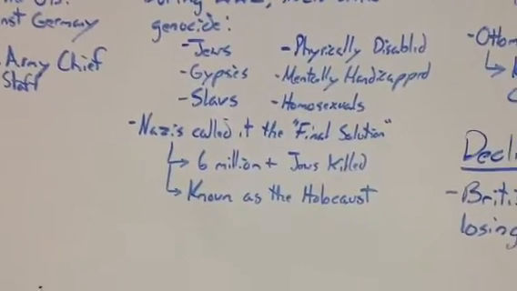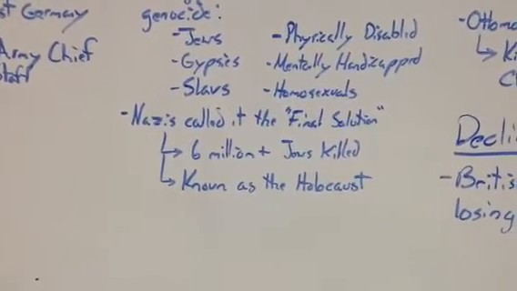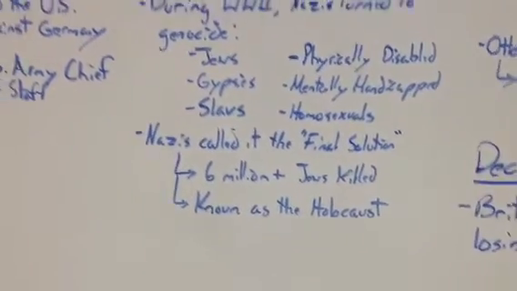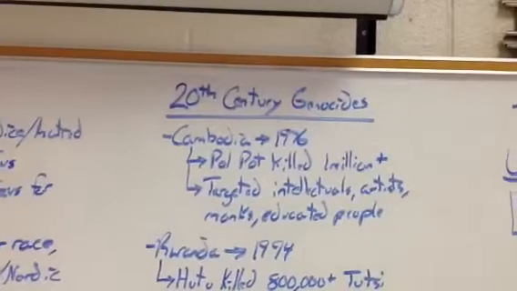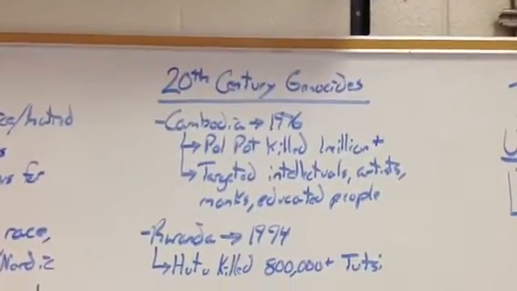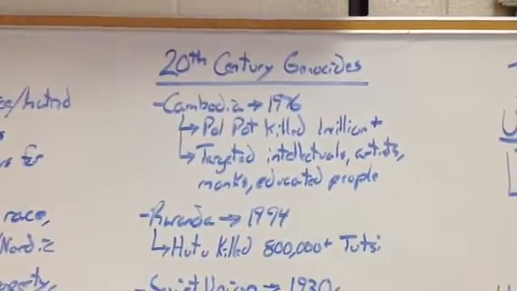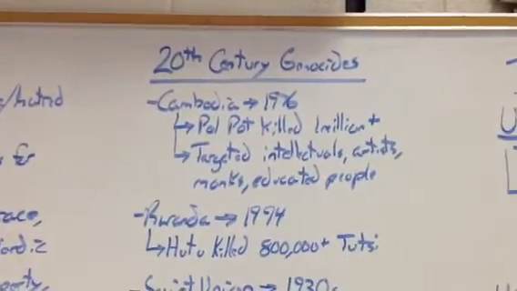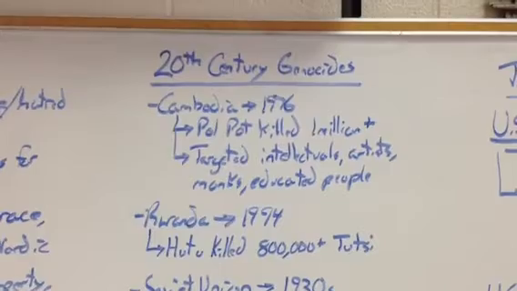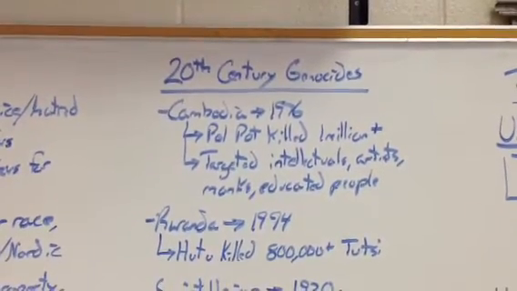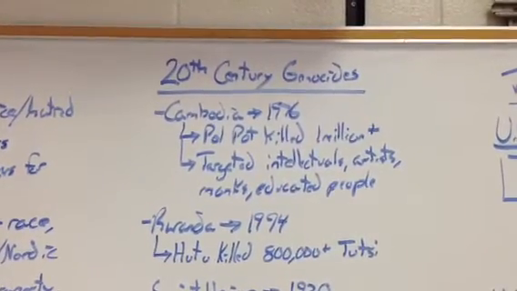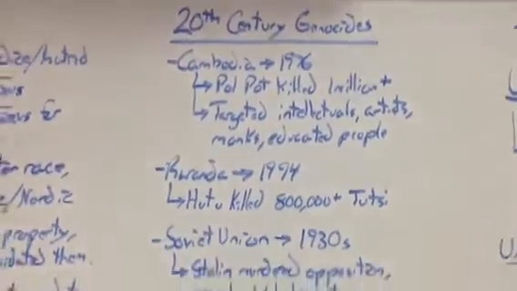By the time they were done, they had murdered 6 million plus Jewish people, and this event is known throughout history as the Holocaust. This wasn't the only example of genocide in the 20th century. You had multiple counts of genocide in the 20th century. In Cambodia in 1976, you had a dictator take over named Pol Pot, who proceeded to kill 1 million plus of his fellow Cambodians. He targeted people like intellectuals and artists, monks, educated people. Like I said, 1 million plus killed by the time he was done.